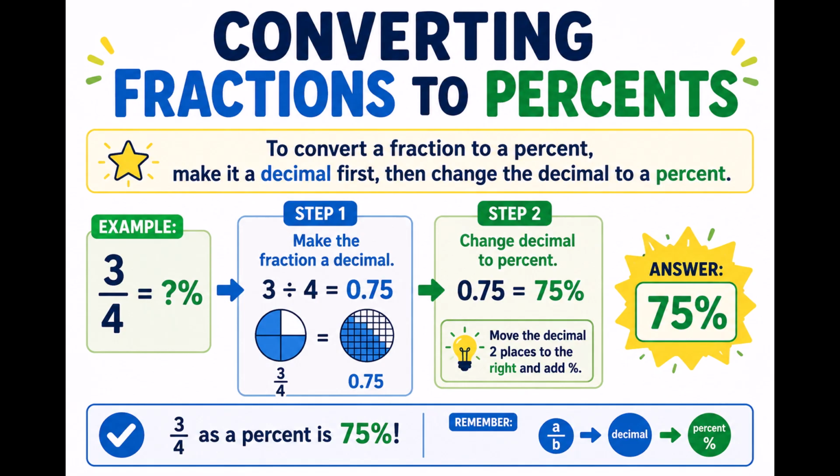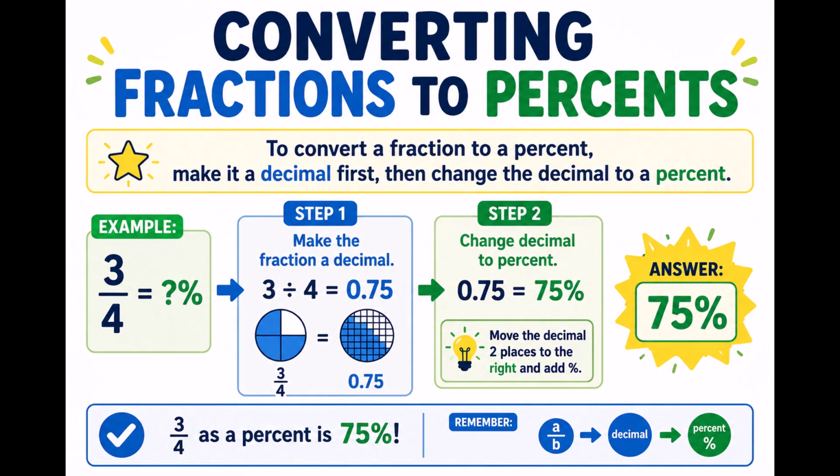Step 2, turn that decimal that you just got into a percent. Move the decimal point 2 places to the right and add a percent sign. We're moving it 2 places. Why? Because it's out of 100. So 0.75 becomes 75%. And of course, we're adding that percent sign.